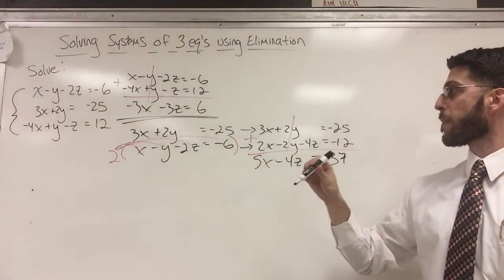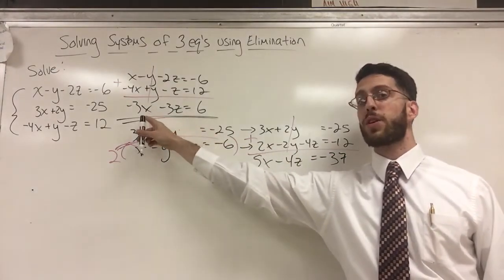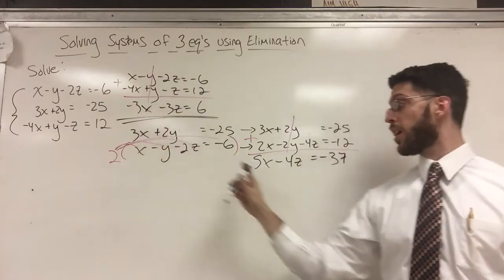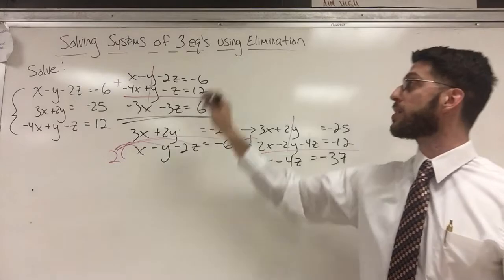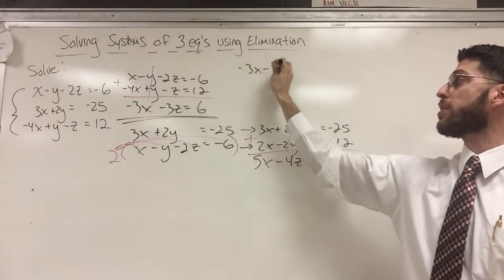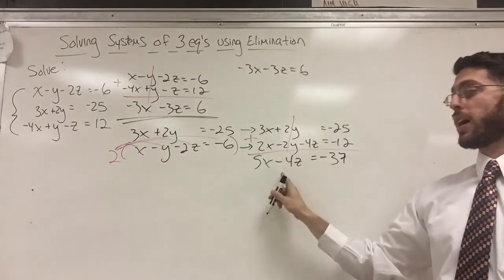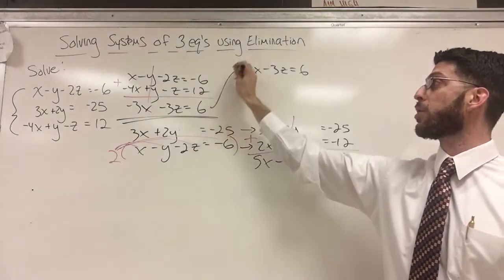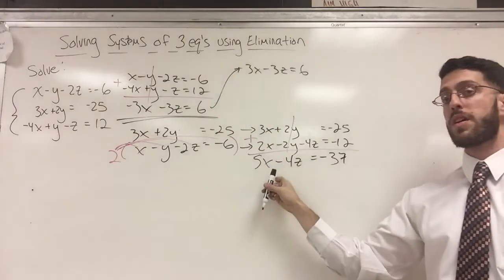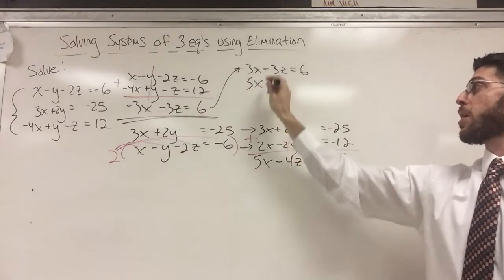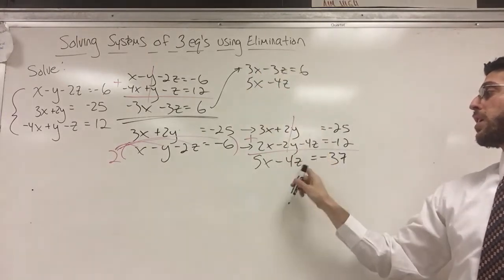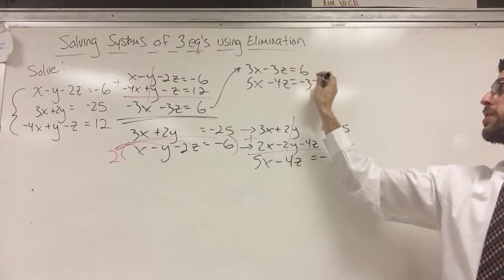So here I have an equation with an x and a z. Here I have an equation with an x and a z. They line up pretty nicely. Negative 3x minus 3z equals 6. And so I'm taking this and I'm putting it here. And then I'm taking this, and I'm going to put it up there also. So that's 5x minus 4z equals negative 37.